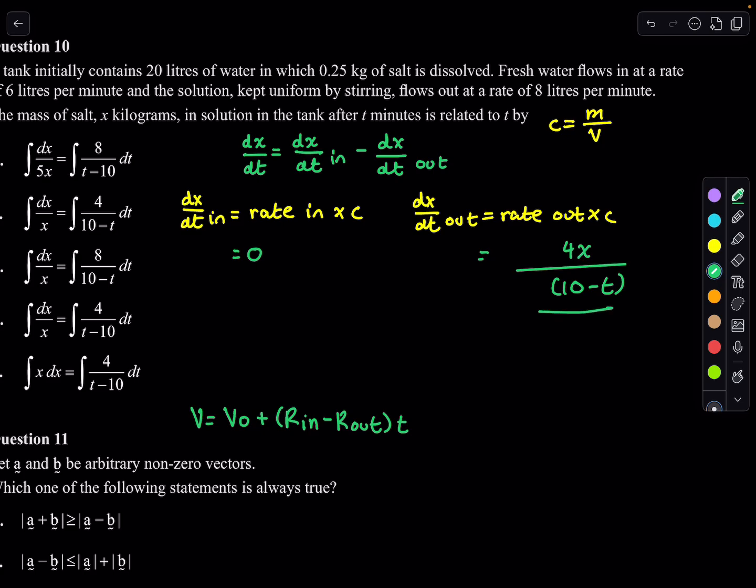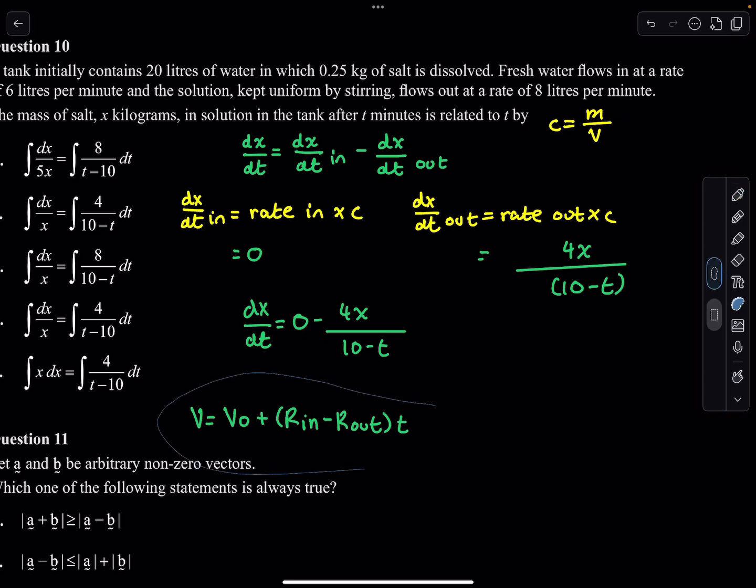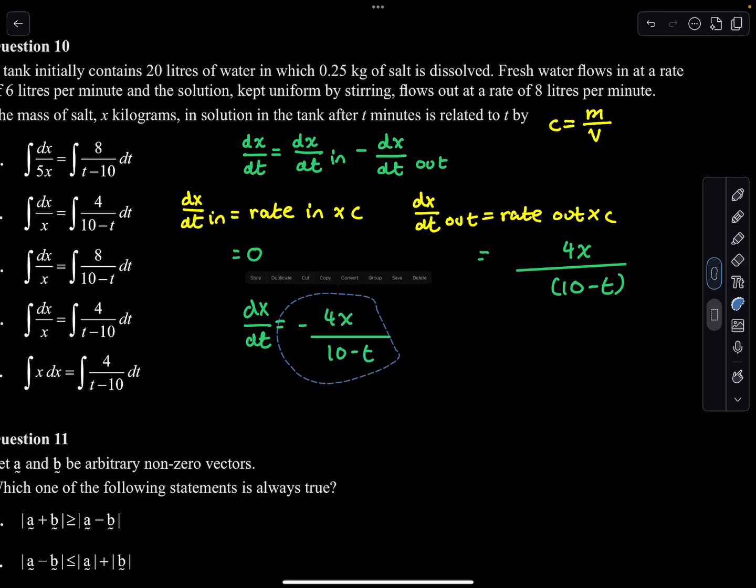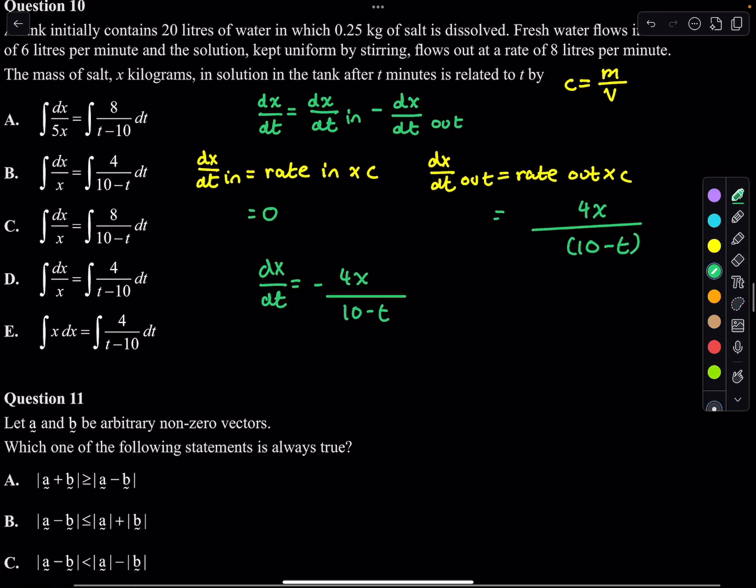So this is my dx/dt out. They're done. Now remember what we do to find your overall dx/dt: we minus them. So it's your dx/dt in, which is 0, minus 4x all over 10 minus t. Done. So this is my formula. Let me just rub this out there. Now, of course, we want to get it into a differential equation.